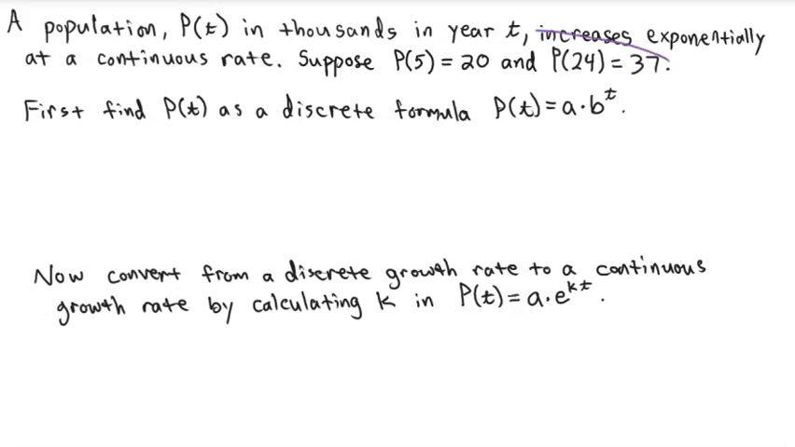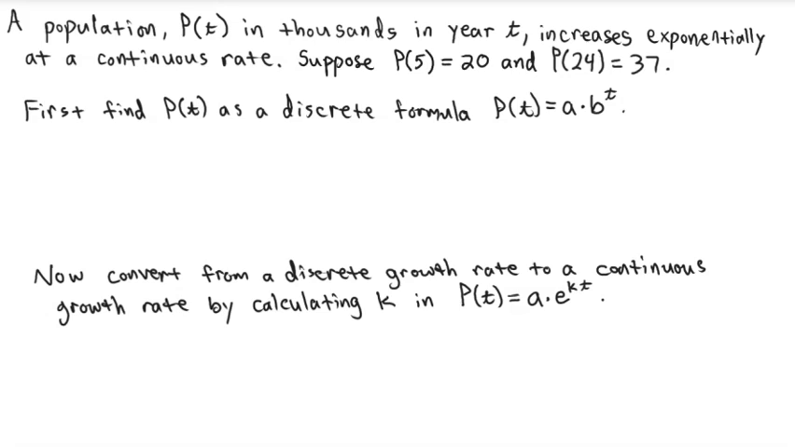Now, we know how to do this as a discrete formula, but we don't know how to do it as a continuous growth rate formula. So the first thing we're going to do is find the discrete formula. And this goes back to lesson 21, where we were given 2 points and we were finding A and B. You can look back at it, it might have been lesson 19, but I think it was 21.